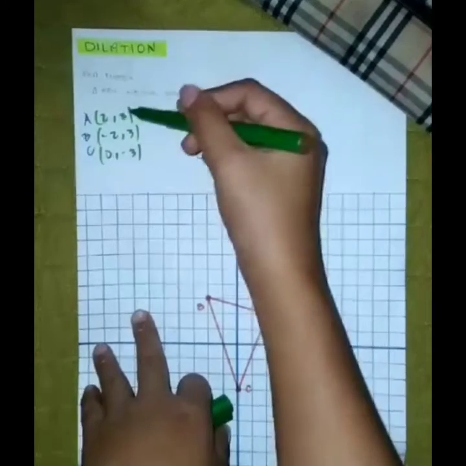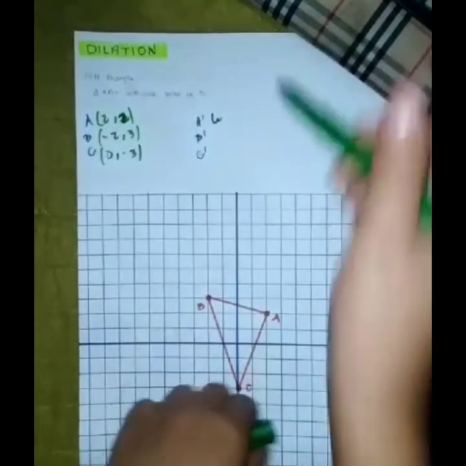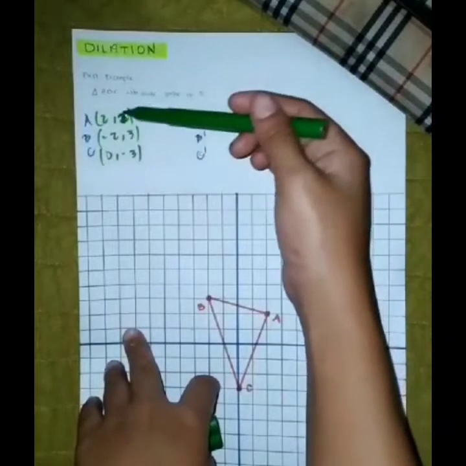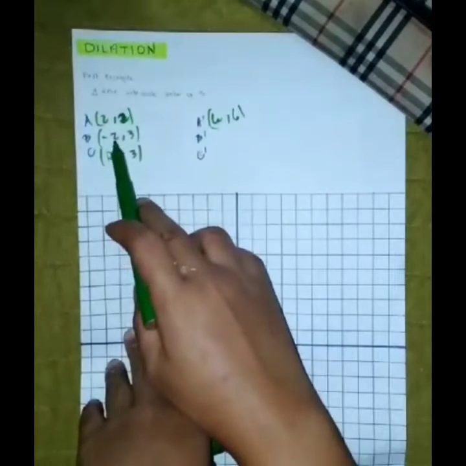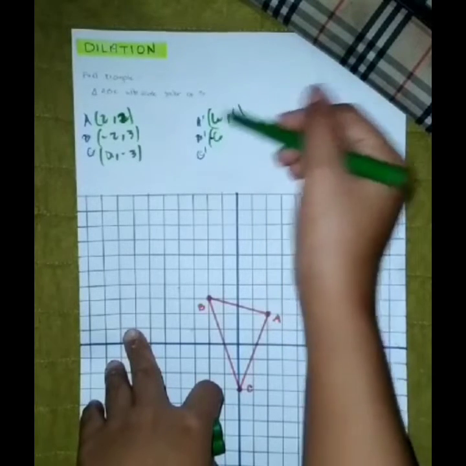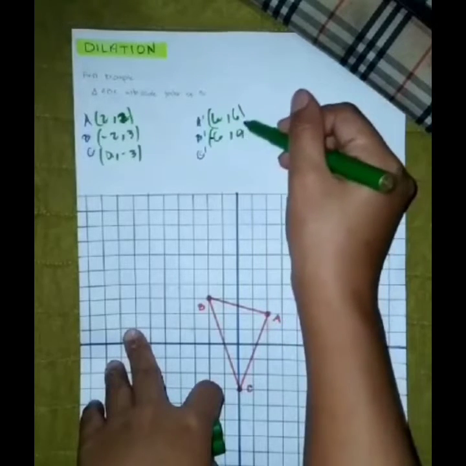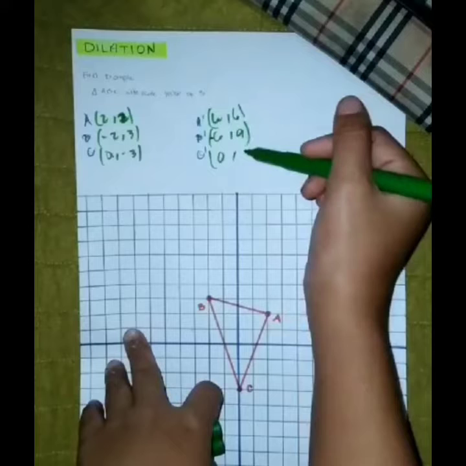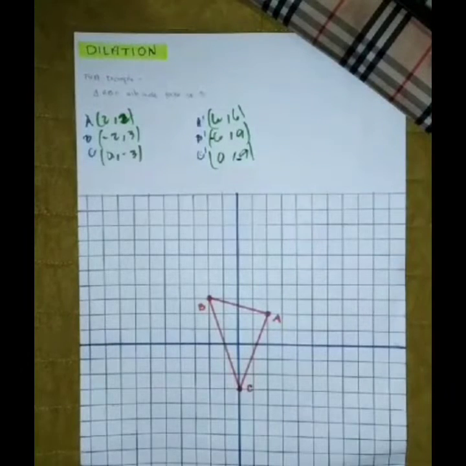Wait, it is 2, not 3. So, 2 times 2 again, it's 6. And then, negative 2 times 3, negative 6. And then, 3 times 3 is 9. And then, 0. Negative 3 times 3 is negative 9.